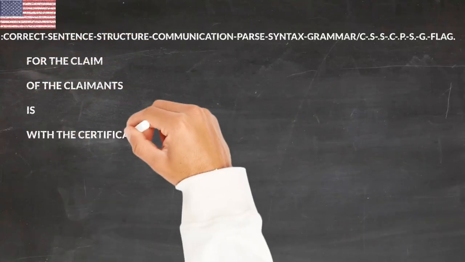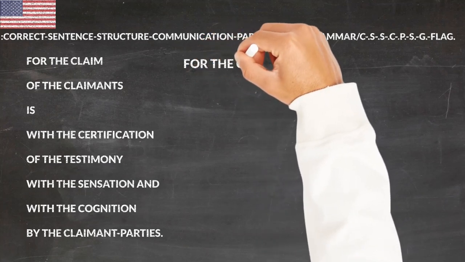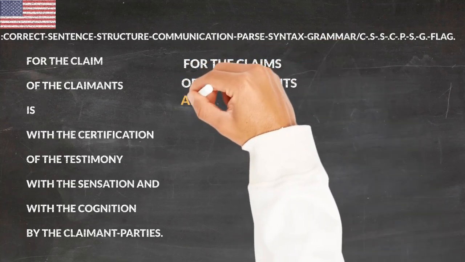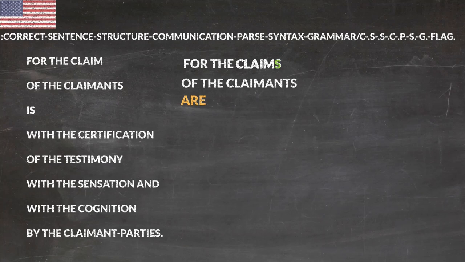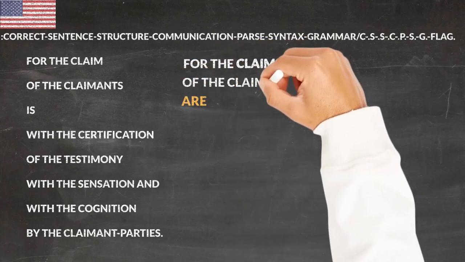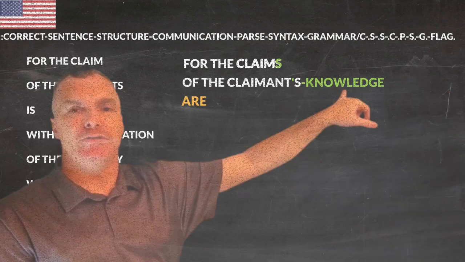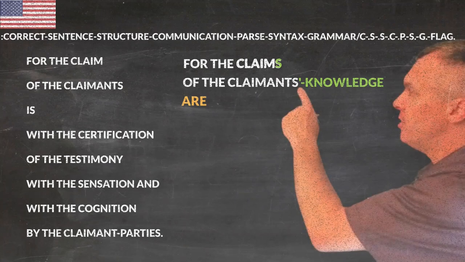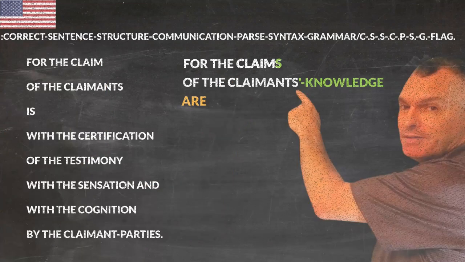So to go back into this now, we're going to talk more about the plurality and singularity of the verb. What if we say, for the claims of the claimants. Now we have a plural verb, because the cause fact is plural. And now we can talk about the apostrophe. An apostrophe denotes possessiveness. The claimants, and that's singular, claimant's knowledge. It's the claimant's knowledge. The claimant possesses the knowledge. If you want more than one claimant, then you would put the apostrophe after the S. Now it's more than one claimant. So for the claims, the claimants' knowledge, claimants possessing the knowledge.